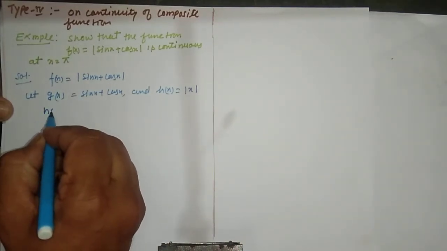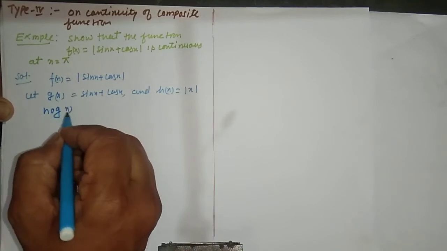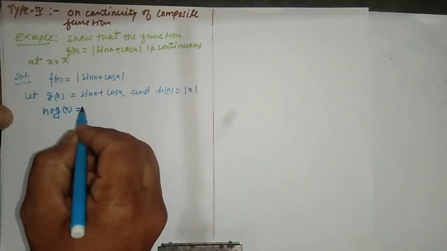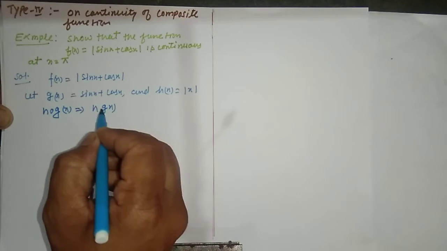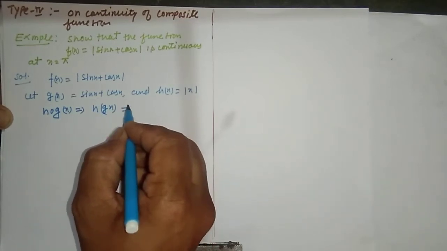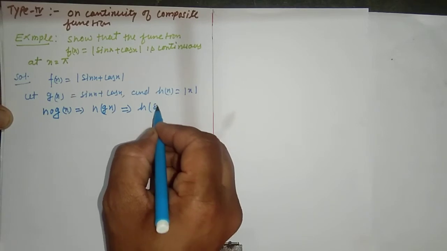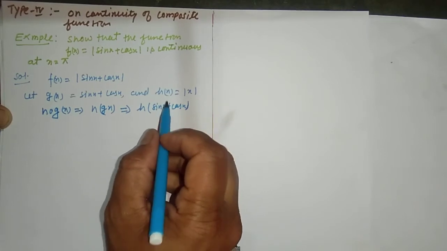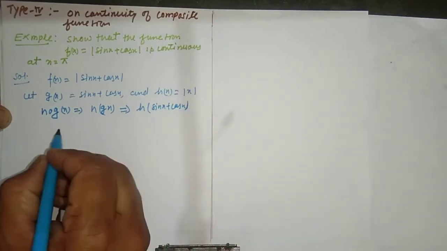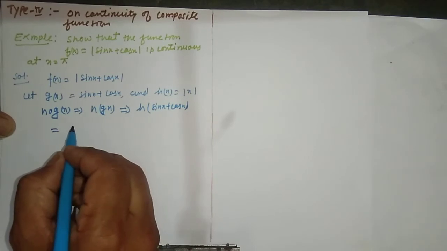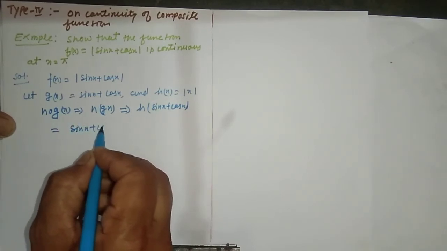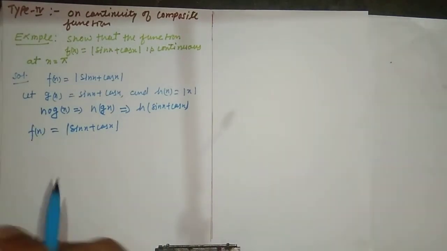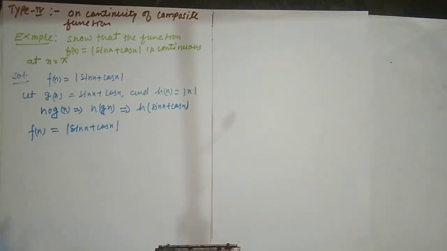Clear? And if we combine them, what do we get? We get h o g of x, h of function g(x), and we know that this can be written as h(g(x)). Further this can be written as h of sin x plus cos x, and we know that h(x) is equal to mod x, so finally we get modulus of sin x plus cos x, and that is f(x). Clear? You understood that this is the composition of functions.